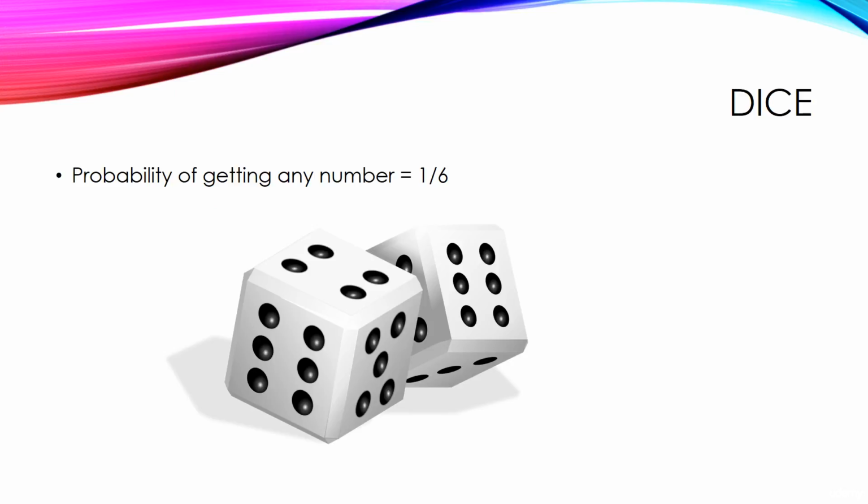There are 6 equally possible outcomes when we roll a die. The probability of getting any number out of 1 to 6 is 1 by 6. All possibilities are 1, 2, 3, 4, 5 and 6.